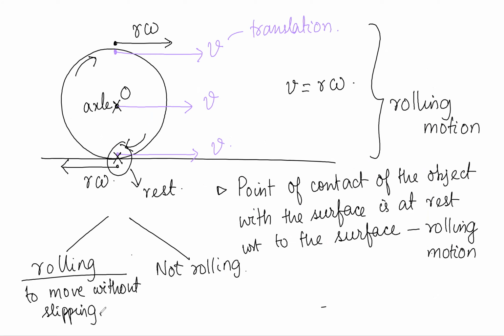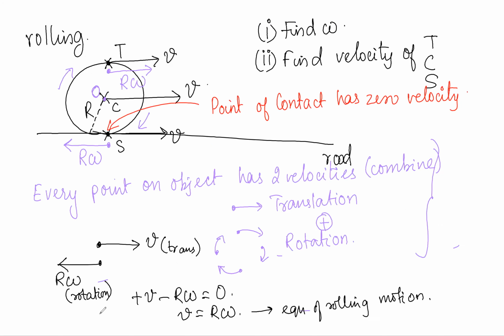If the point of contact with respect to a surface has zero velocity with respect to that surface, then whatever velocity the surface is moving with, and mostly the surface is at rest, the point of contact should also have the same velocity. It should also be at rest. In such a case, the motion is called rolling motion. So this problem kind of explains it to you.